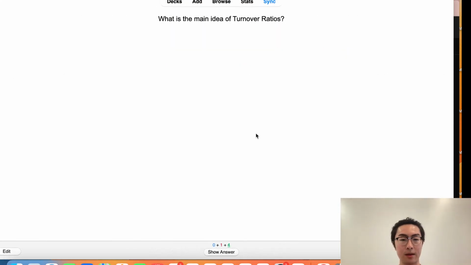Okay. What is the main idea of turnover ratios? Turnover ratios are measurements of how quickly a company is either selling, collecting, or paying some type of account. Some big ones to think about here: inventory turnover, accounts receivable turnover, accounts payable turnover.